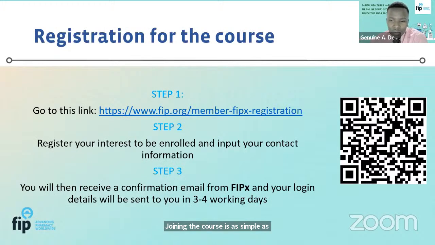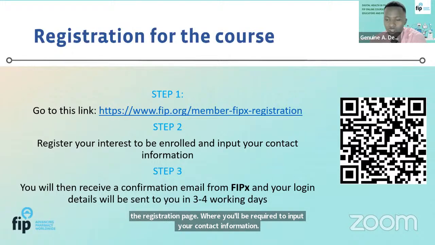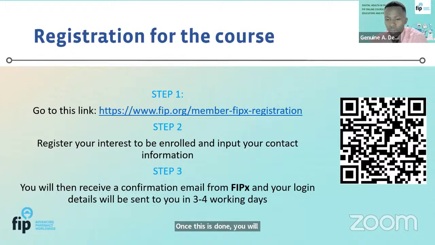First, you will need to go to the link that is shared there. You can also scan the QR code beside it to quickly go to the link. You can then register your interest to be enrolled on the registration page, where you'll be required to input your contact information. Once this is done, you will receive a confirmation email from us, and your login details will be sent to you in 3 to 4 working days. Remember that the email will prompt you to change your password when you log in for the first time, so kindly ensure that you do this.